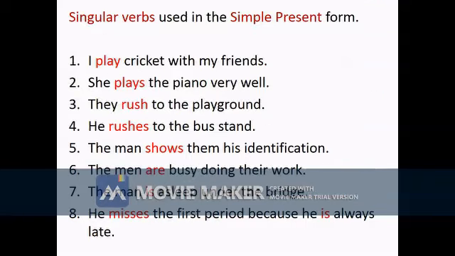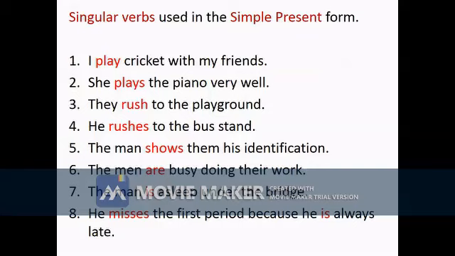Singular verbs used in the simple present form. I've given you here 8 sentences, and let us pay close attention to the verb in each sentence. The first one goes like this: I play cricket with my friends. She plays the piano very well. They rush to the playground. He rushes to the bus stand.